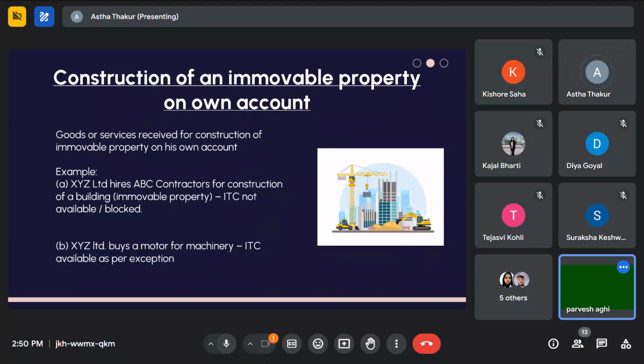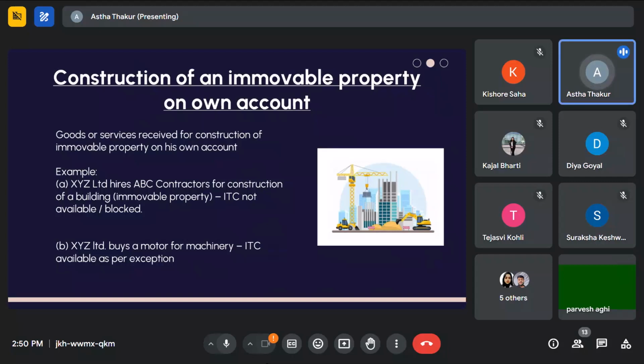Okay, fine. Now suppose a company has bought some tiles, which they're going to use in their office washrooms and all, for about say 5 lakh rupees. On that, they have paid, for example, say 60,000 rupees as GST. Will they be eligible for input credit of that 60,000 rupees?